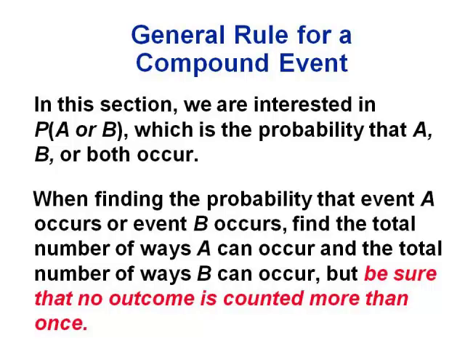So in general, if you want to find the probability of A or B, you can find the probability of A and the probability of B and add them together. What you have to be careful of is that you don't double count something. So if A and B are not mutually exclusive, if there's some overlap, then you may be double counting things when you add the probabilities together.